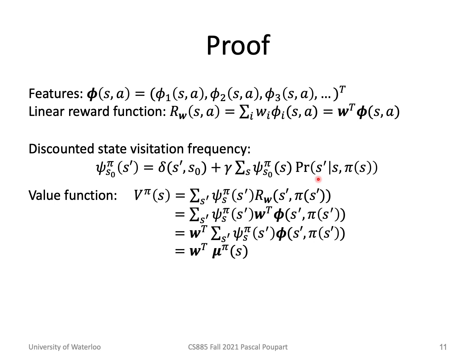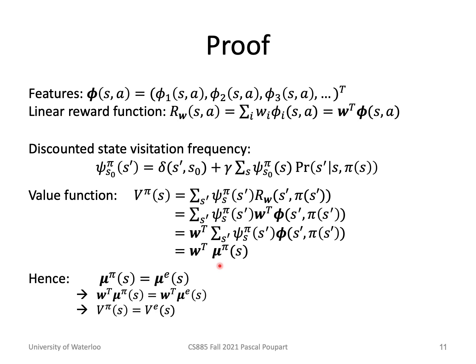Based on this notion of discounted state visitation frequency, we can now define the value function as just being how many times I end up in each state times the reward in that state. We can also rewrite the reward function based on the fact that it's a linear combination of the feature vectors. Then I can move the weight vector to the beginning of the expression. And then finally, I can rewrite the last part here as just my feature expectation vector mu.